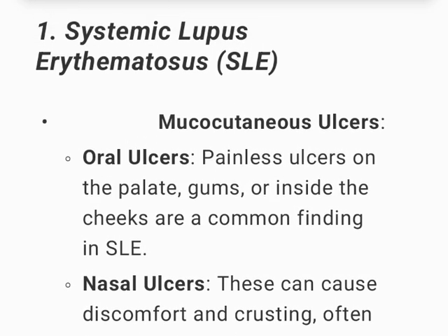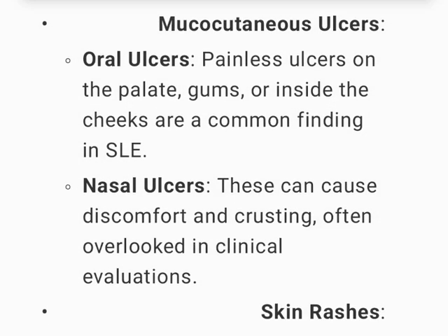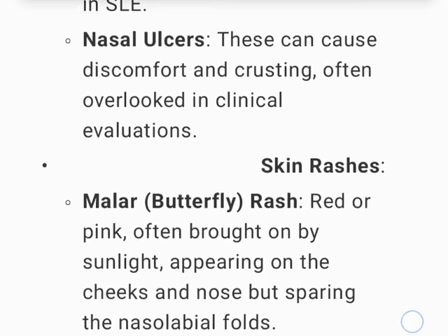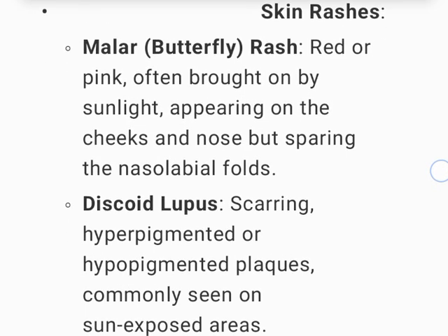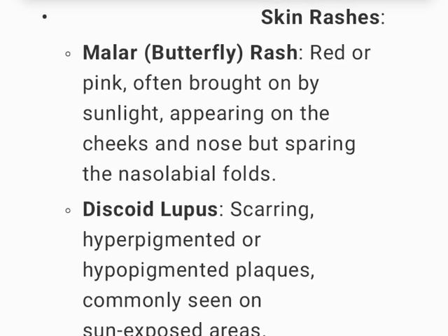1. Systemic lupus erythematosus, SLE. Mucocutaneous ulcers, oral ulcers. Painless ulcers on the palate, gums, or inside the cheeks are a common finding in SLE. Nasal ulcers. These can cause discomfort and crusting, often overlooked in clinical evaluations. Skin rashes. Malar, butterfly rash. Red or pink, often brought on by sunlight, appearing on the cheeks and nose but sparing the nasolabial folds.